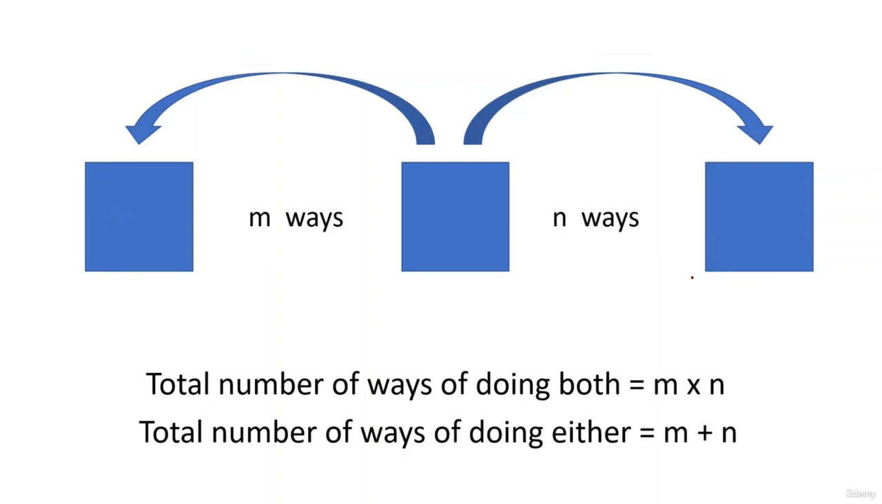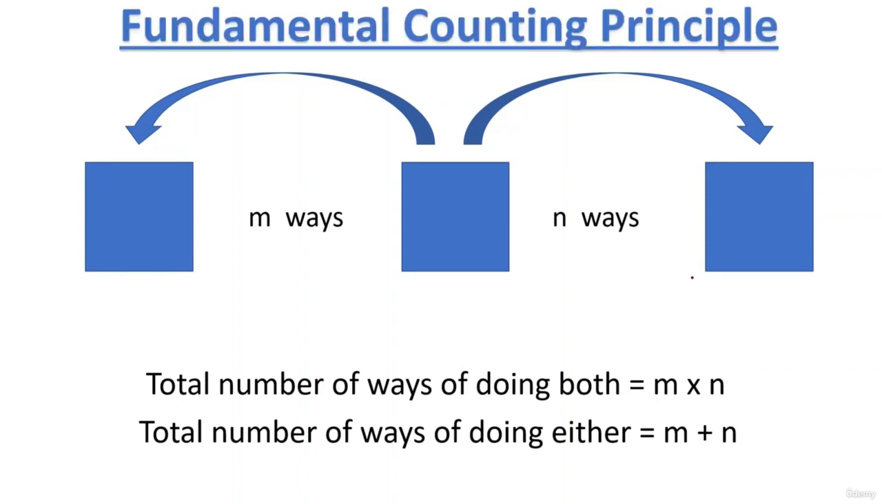Total number of ways of both the events happening is m multiplied by n. And if one particular event has m outcomes and the other has n, the number of ways of either of them happening is m plus n. That's about the basic rules of counting. The summation and the product rule, we have understood both, I hope. And now we'll see some questions based on this. So let's get going.